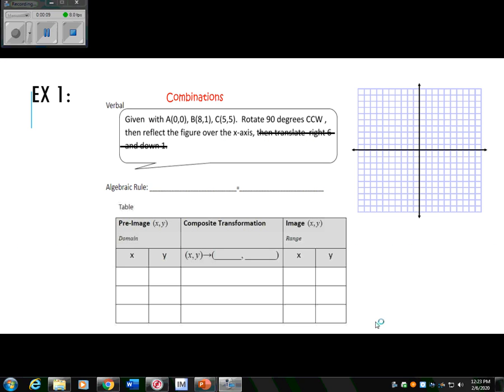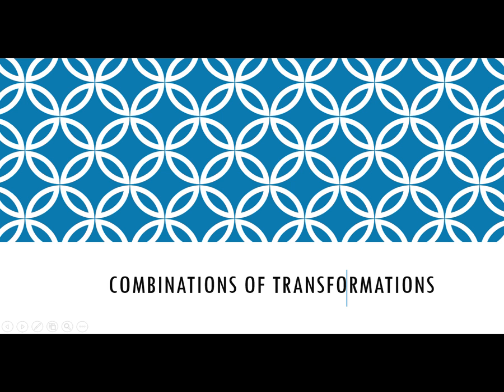All right, you guys. So we'll be learning about combinations of transformations, which basically means we're going to be doing more than one transformation at a time. So we might translate, then reflect. We might rotate, then dilate. We might reflect, then rotate. So we're going to be doing more than one transformation.